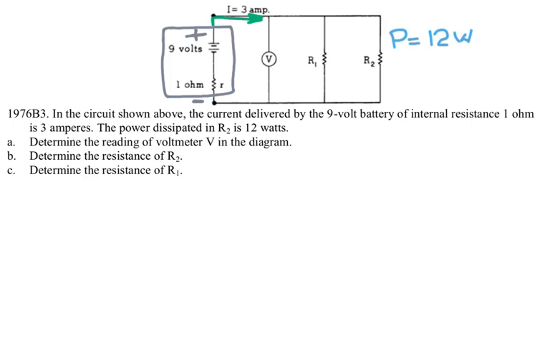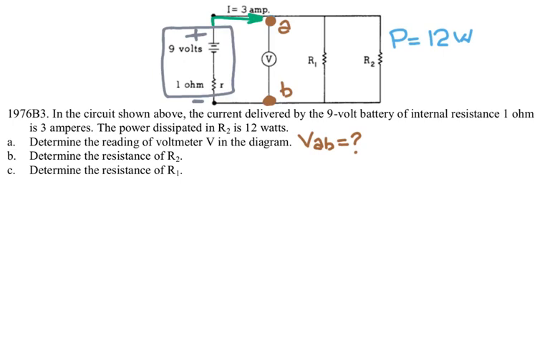Determine the reading of the voltmeter in the diagram. The voltage is measured between these 2 points. Let me call these 2 points A and B. They ask you the voltage reading, so VAB is unknown, and that's the one they ask you.